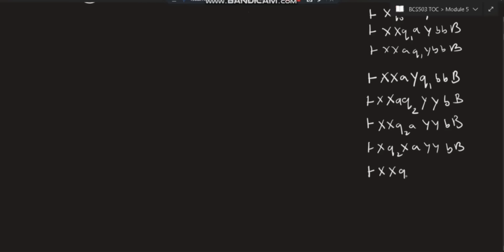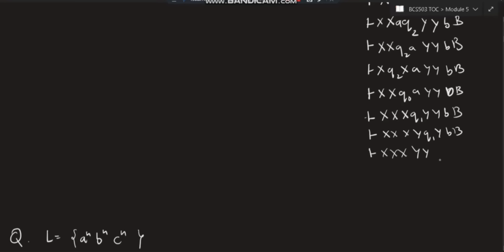Q0 on A is Q1 and it will make the A as a B B. Now what is Q1 on Y? Q1 on Y should remain Q1 only and move to the right. Q1 Y B B. Now Q1 on Y will remain Q1 only and move to the right. Then X X X Y Y.